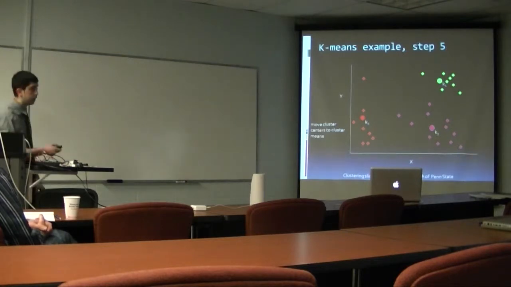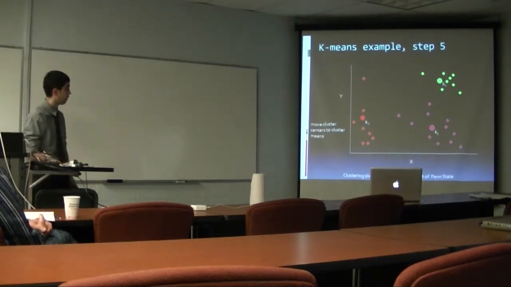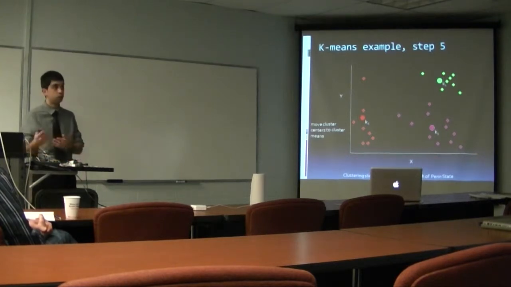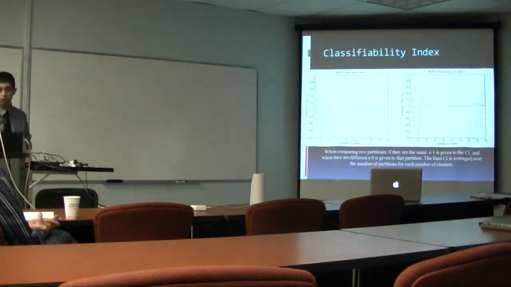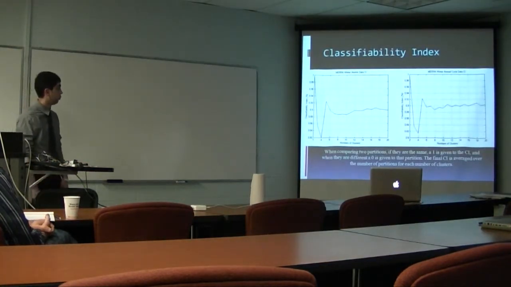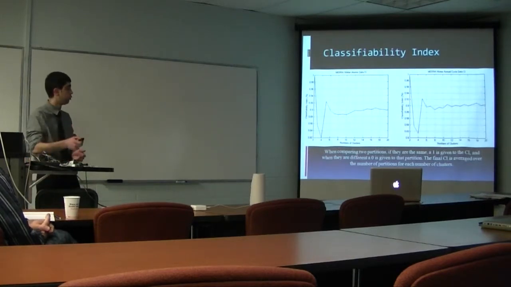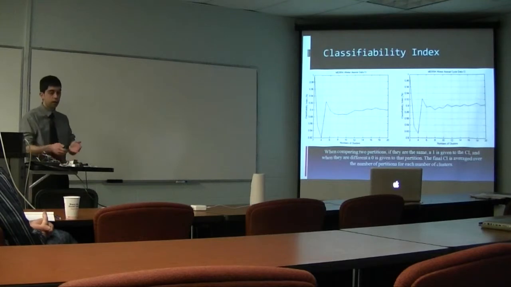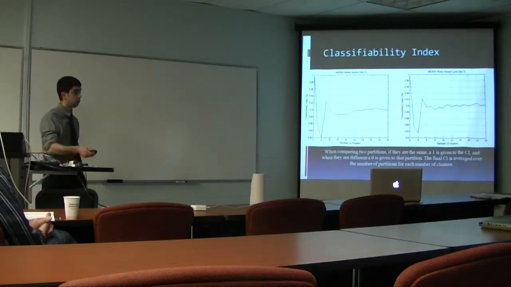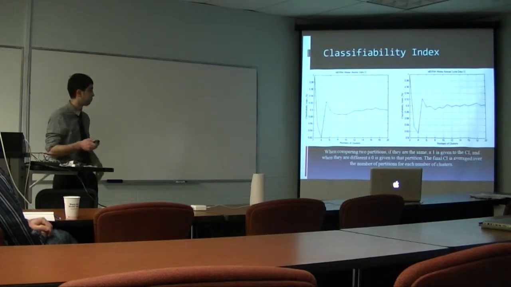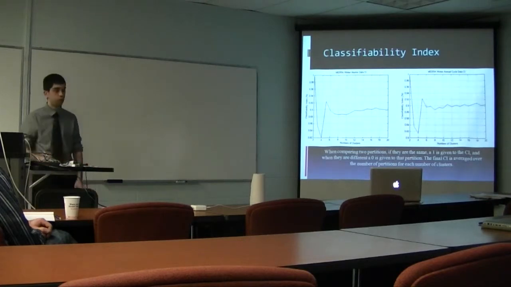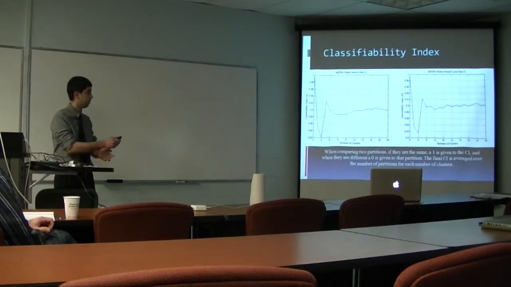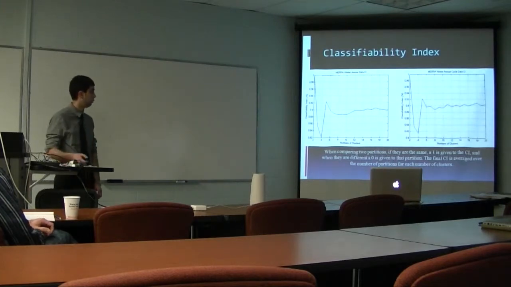Now, each of those individual movements of the cluster mean is going to be heretofore called a partition. And that becomes important when we look at our classifiability index. What it does is, when you're comparing each of those individual partitions, or movements of the centroids, if the centroid does not move, the partition is given a 1. If it does move, it is given a 0, so that the resulting number you get is an average over all of those 1s and 0s, and that is what is plotted here in these 2 plots.